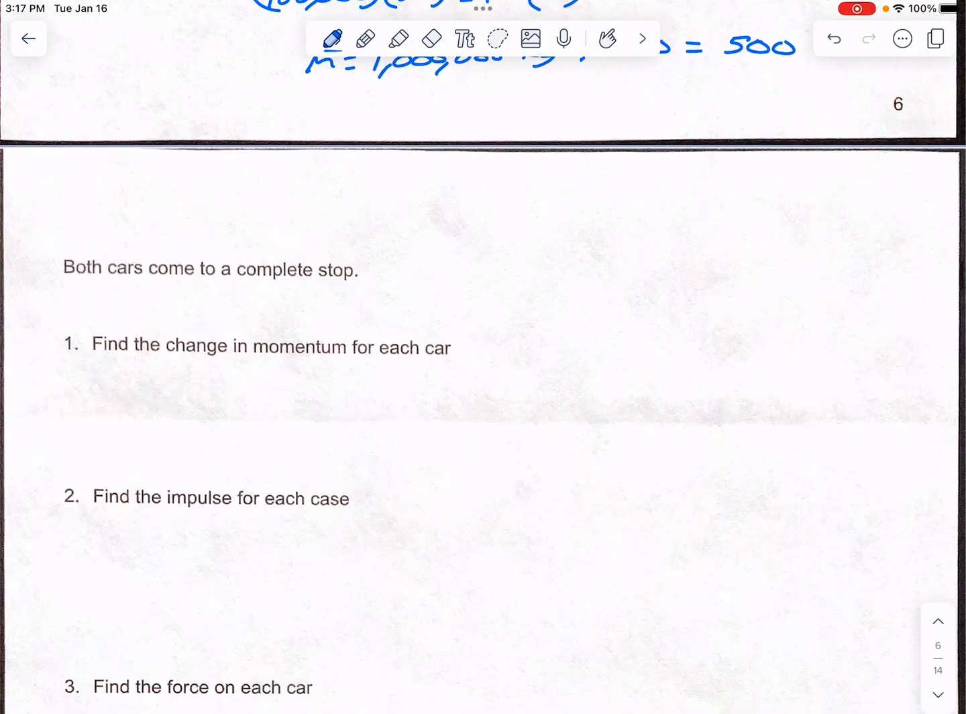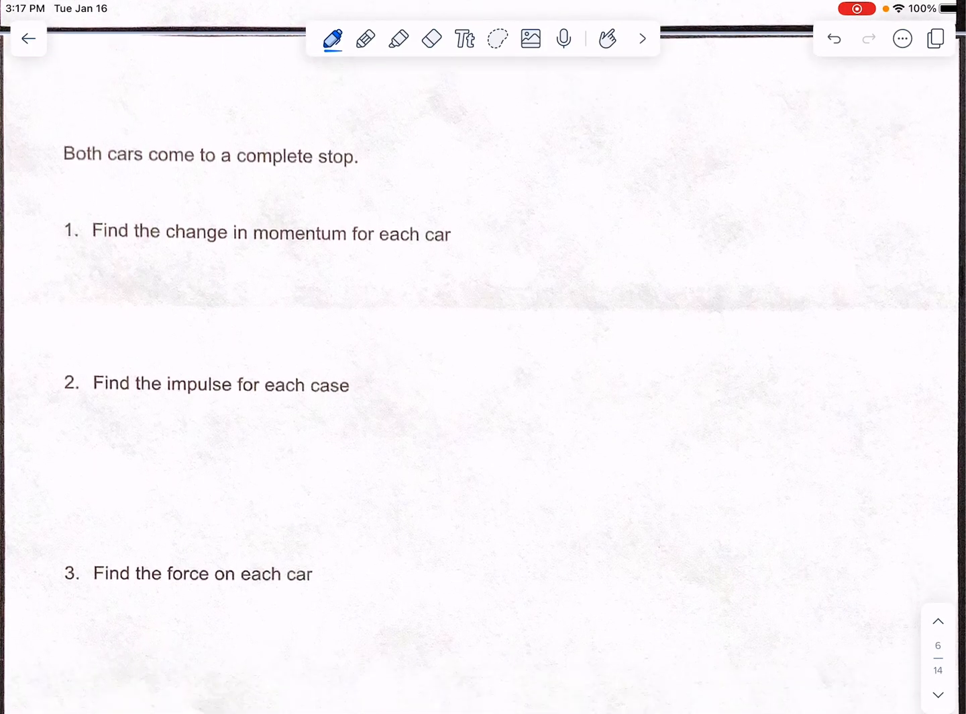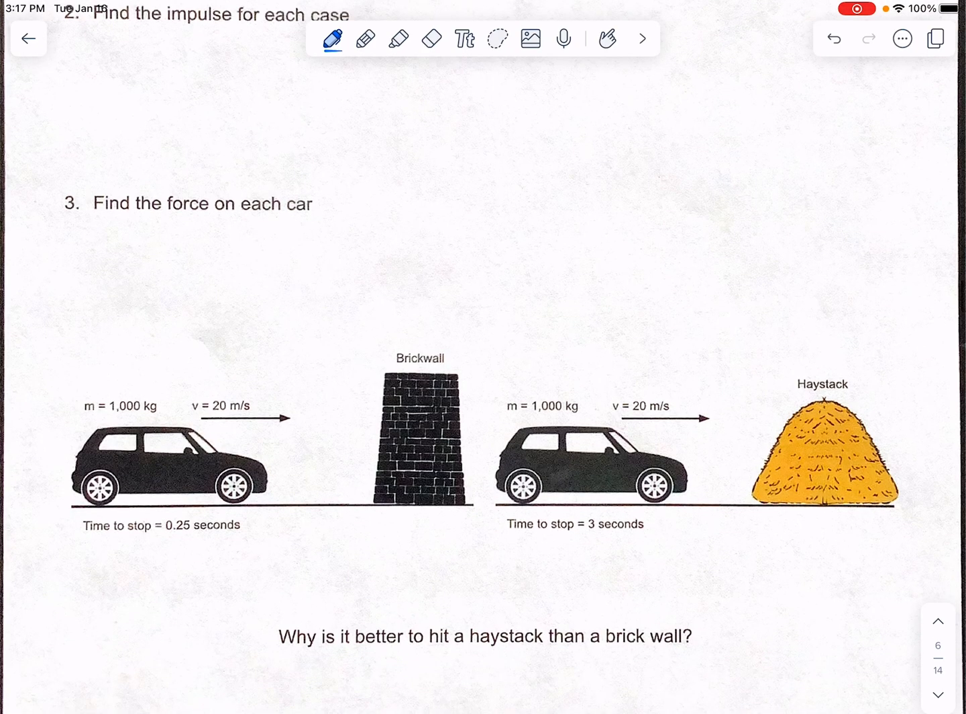Okay, moving on to page 7. What we're going to do is explain why it's not good to run into a brick wall. I feel like most of us should know why. But we have our mass. We have the same car. Both have a mass of 1,000 kilograms. Their initial velocity is 20 meters per second in both scenarios. Their final velocity will be 0 because they're both going to come to a stop.